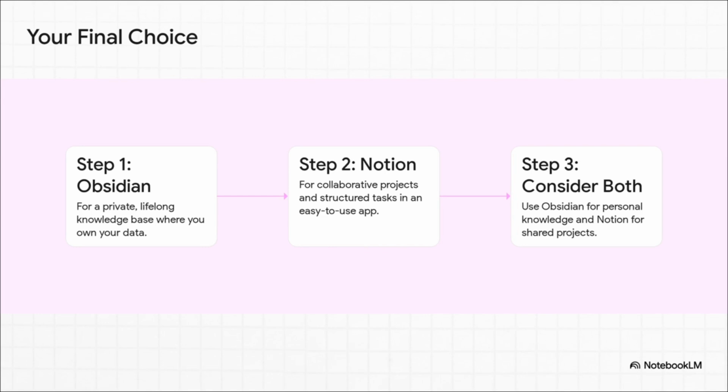Let's simplify it even more. Step 1, choose Obsidian if you want a private, super customizable knowledge vault for life. Step 2, choose Notion if you need a collaborative, structured workspace that just plain works. But here's a little pro tip. A lot of power users don't actually choose. They use both. They use Obsidian for their deep thinking and personal notes, and Notion for managing projects and teamwork. It really can be the best of both worlds.